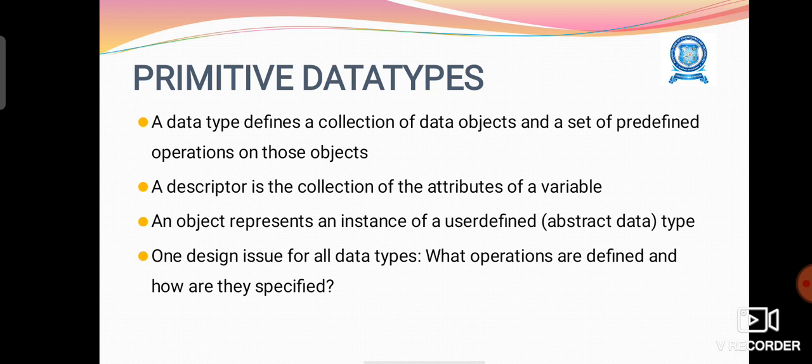Primitive data types. A data type defines a collection of data objects and a set of predefined operations on those objects. Primitive data types will not be derived from other data types, and a descriptor is used to define the data type. A descriptor is the collection of attributes of a variable. An object represents an instance of a user-defined data type.